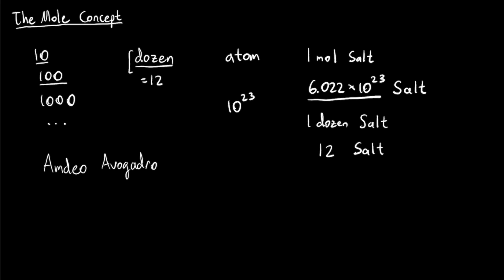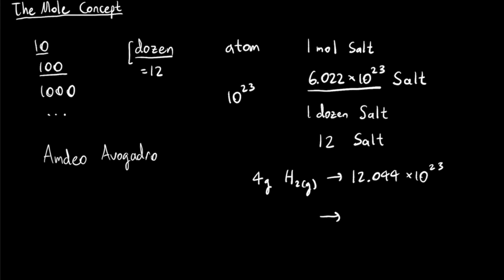Whereas if you want to say, for example, I have 4 grams of H2 gas, and you want to know how many molecules, how many individual small pieces that is, you probably wouldn't say I have 12.044 times 10 to the power of 23. You just say, well, let's look here, I have just 2 moles of H2.